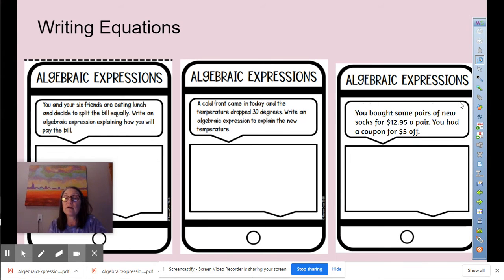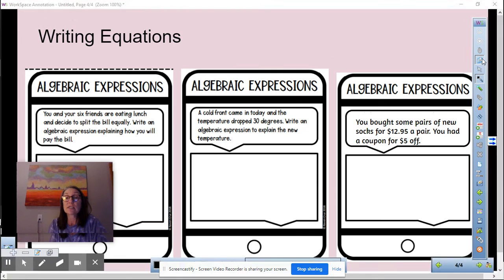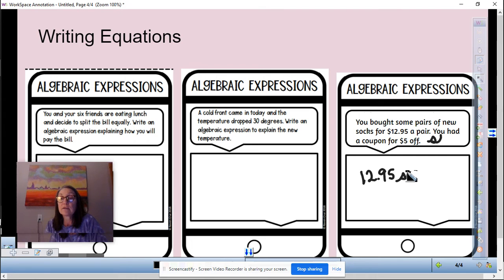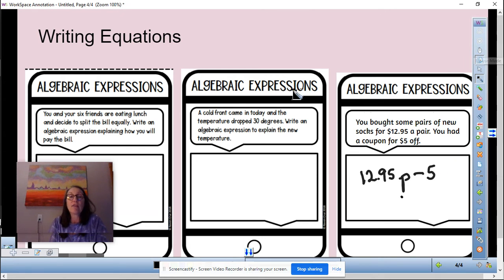You bought a new pair, some pairs of new socks for $12.95 a pair, and you had a coupon for $5 off. Interesting. Well, let's say our socks are S, and I'm writing a cursive S because other S's look like 5s. So at $12.95 for each pair, let's call it P, P for pair. So for each pair, minus the $5. Okay, now those are expressions.